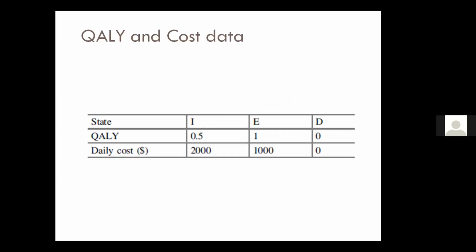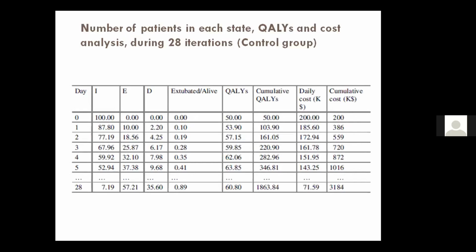And quality and cost data. Very simple: if you are in I with ventilation, you're 50% alive, 0.5, and extubated means 1, and death means 0. And daily cost, if you are intubated it is 2,000, you are extubated 1,000, and when you are dead, no cost. And then your iteration starts. There are 28 iterations done. This is the no intervention case actually.